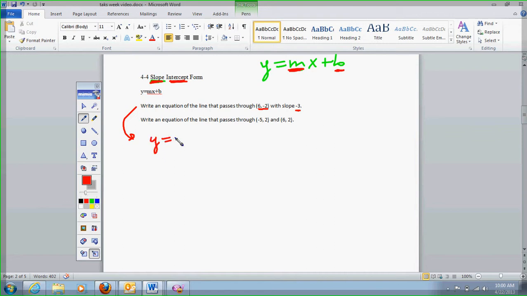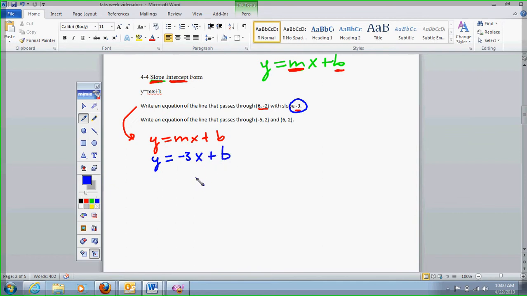I have y equals mx plus b, and definitely rewrite this every time you work these problems until you get very comfortable, so you know exactly what you're working with, because we're doing a lot of substitution. So I know that m is my slope, which is -3. So right now I have y equals m, which is -3, times x plus b, my y-intercept.